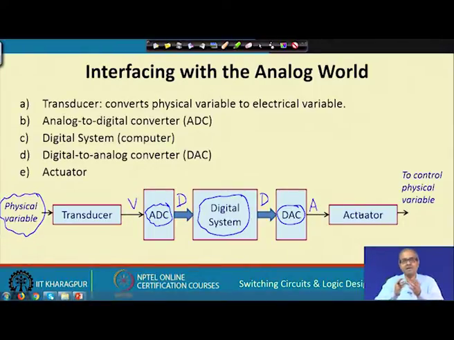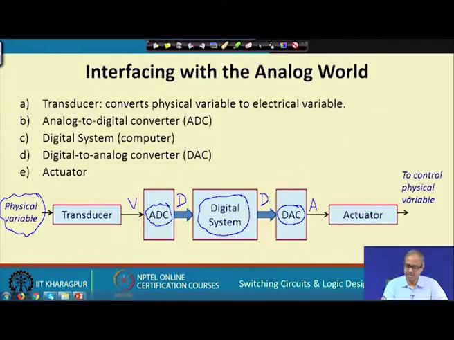This actuator can be either a heater or an air conditioning machine. So, this actuator will activate the heater or the air conditioning machine, so that the physical variable, here temperature, that you want to control is controlled in a proper way. So, in this overall picture we require the transducers which will convert the physical variable into some electrical signal. Then we have the analog to digital converter, then the digital system, which can be a computer or any kind of digital subsystem, and the digital to analog converter at the output side, then the actuator. Now, in this lecture we shall first be looking into some aspects of the digital to analog converter.